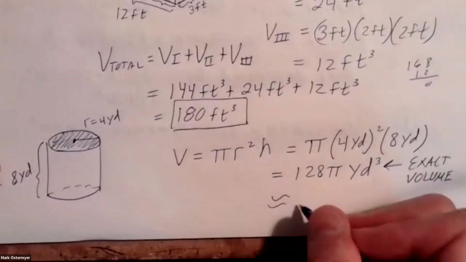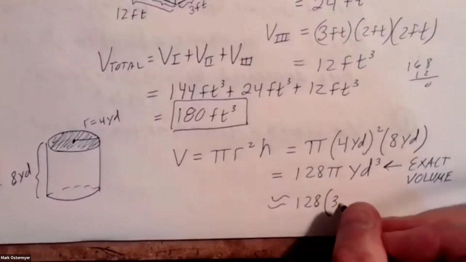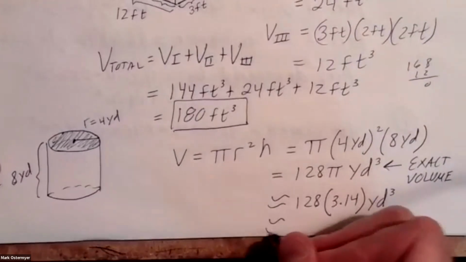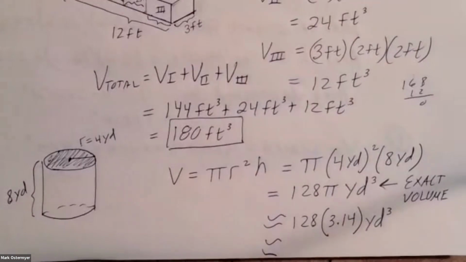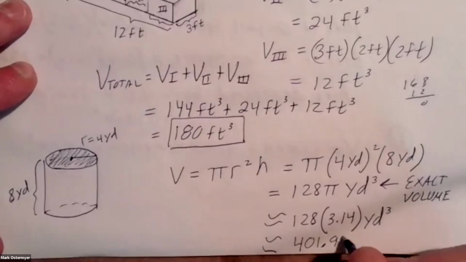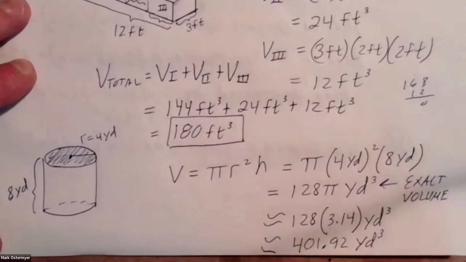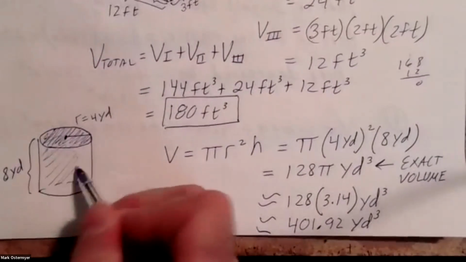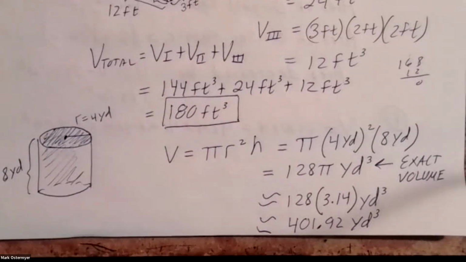The approximate volume would be 128 times 3.14 cubic yards. And what's that going to give you approximately? What's 128 times 3.14? 401.92, 401 and 92 hundredths of a cubic yard. There's the approximate volume of that can. That's the amount of whatever you could put in, your liquid or powder of some sort or whatever.